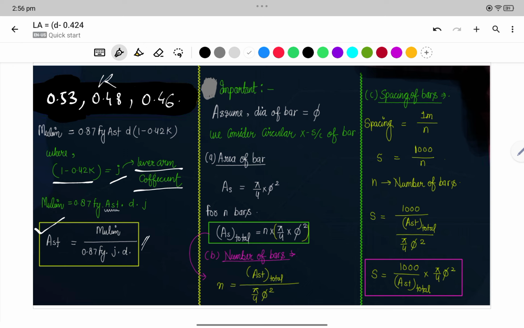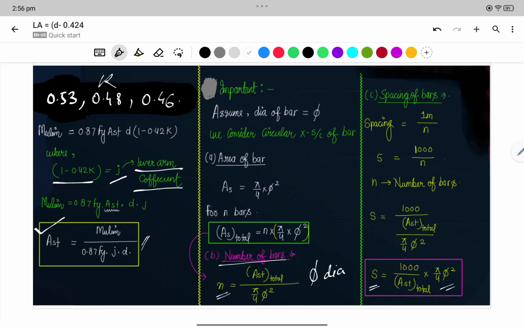So here also there is a formula to find the number of bars. For finding the number of bars n, we divide the Ast by pi by 4 into the dia square. The phi is represented as dia. And the spacing, how will we find this spacing? S is equal to 1000 divided by Ast into pi by 4 phi square. We are finding it for 1 meter. Okay, so this formula is a good one.